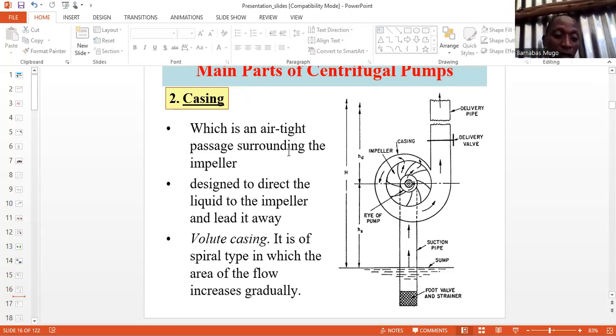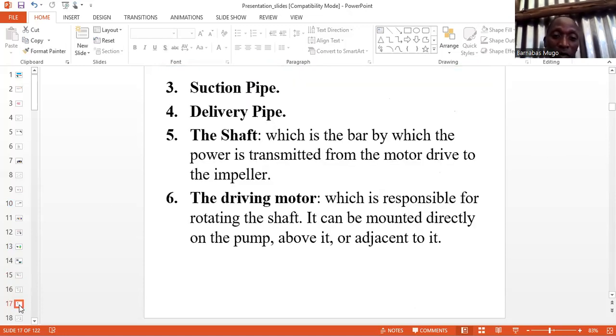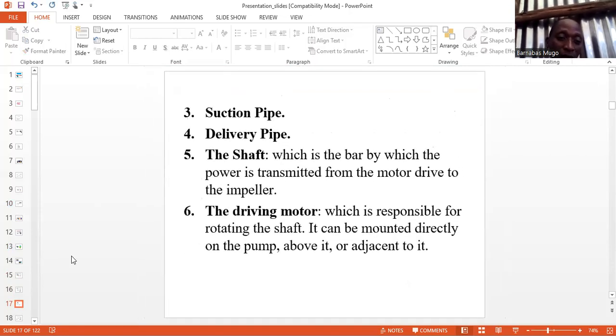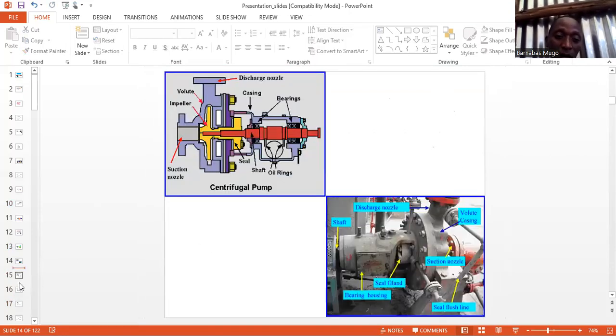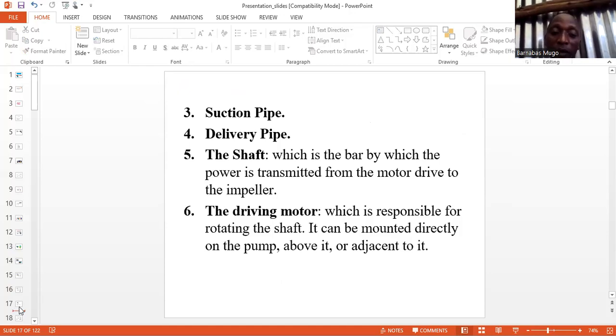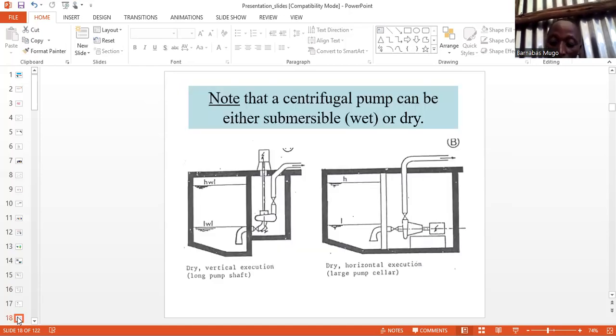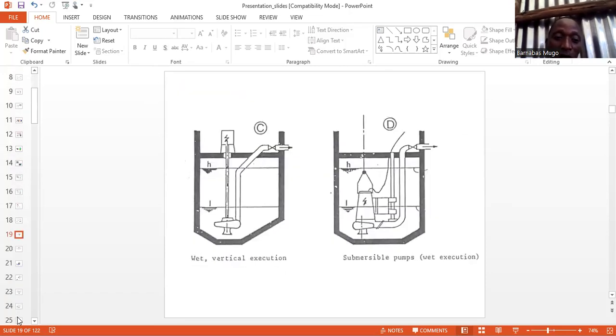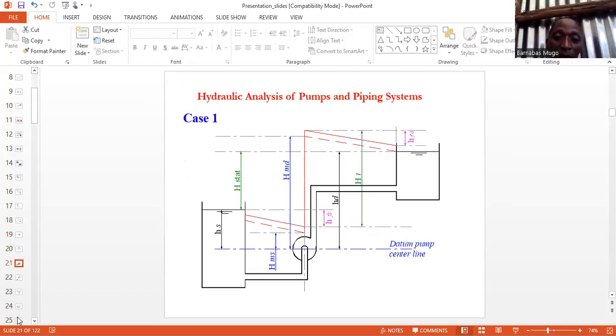These are some of the information that you need to know. We have different parts of the system: the casing, the suction pipe, the delivery pipe, the shaft, and the driving motor. Those are the components of the pump.